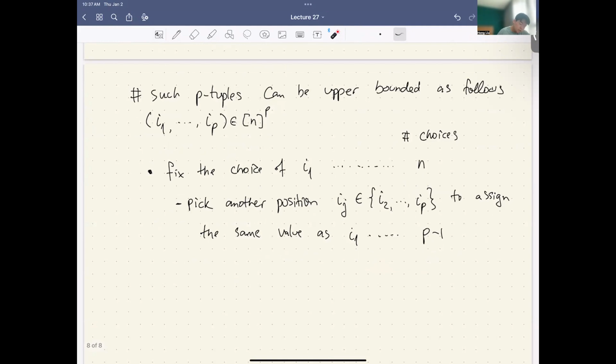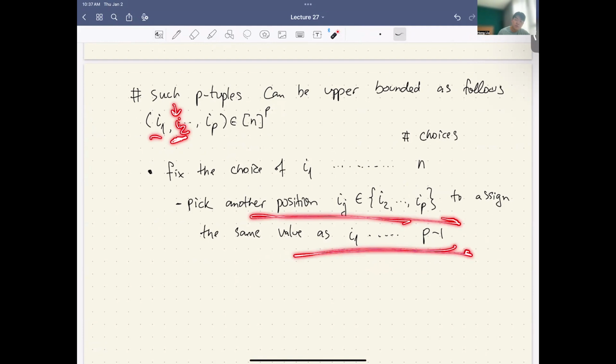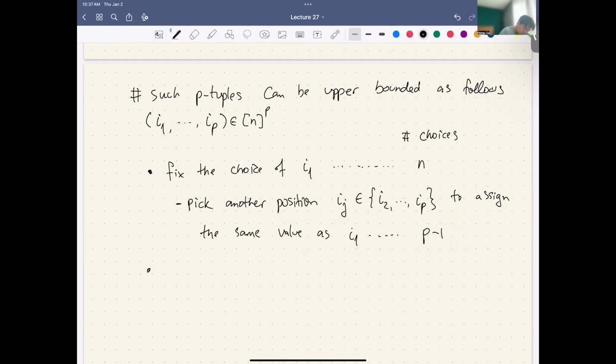And then we repeat. Move on to the next index, I2. Maybe I2 is the one that was picked here. If it's already determined, then just keep moving on. If it's not determined, so if I2 is not already assigned a value, then again choose some value for I2. And the number of such choices is again n.